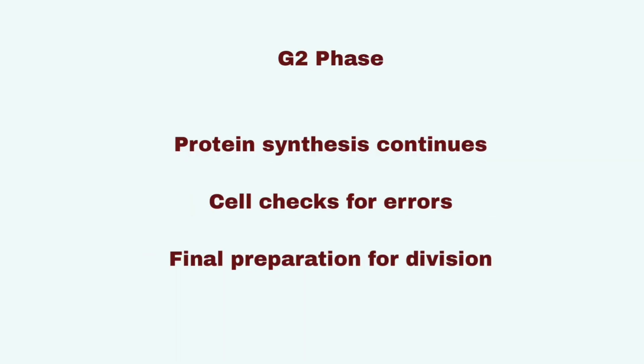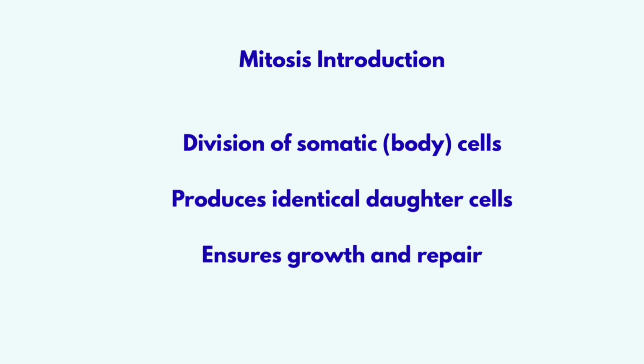Next is G2 phase, gap 2 phase. What happens here? The cell continues to grow and produce proteins. Organelles needed for division, like centrioles, are replicated. The cell checks for DNA errors and makes repairs. So this is the final preparation stage before mitosis begins.